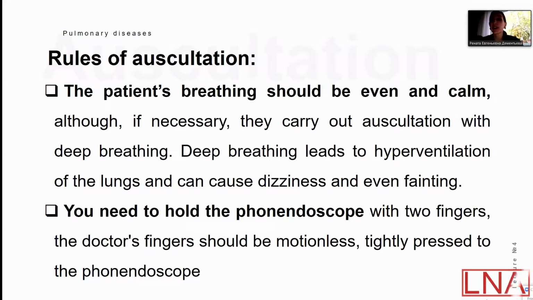The patient's breathing should be even and calm, although if necessary we can ask the patient to make a deep inspiration or a deep expiration, to check the difference between maximum inhalation and maximum exhalation and to analyze secondary respiratory sounds. Also, we can ask the patient to breathe with an open mouth, as another condition to check, during calm breathing but with the mouth open.